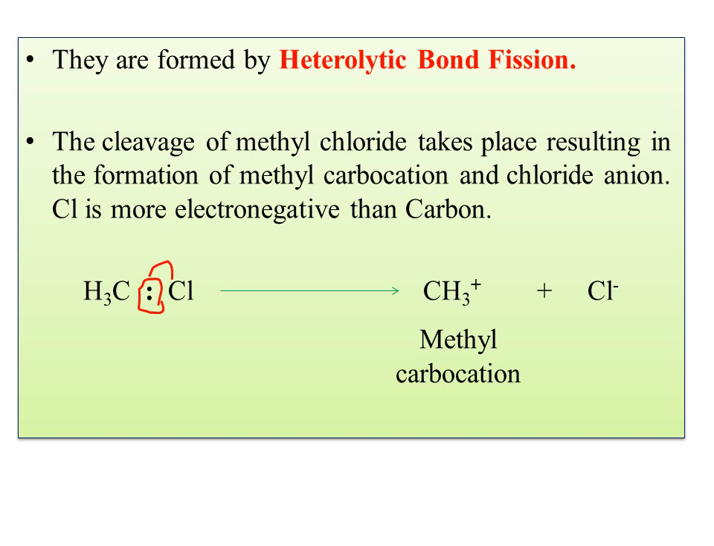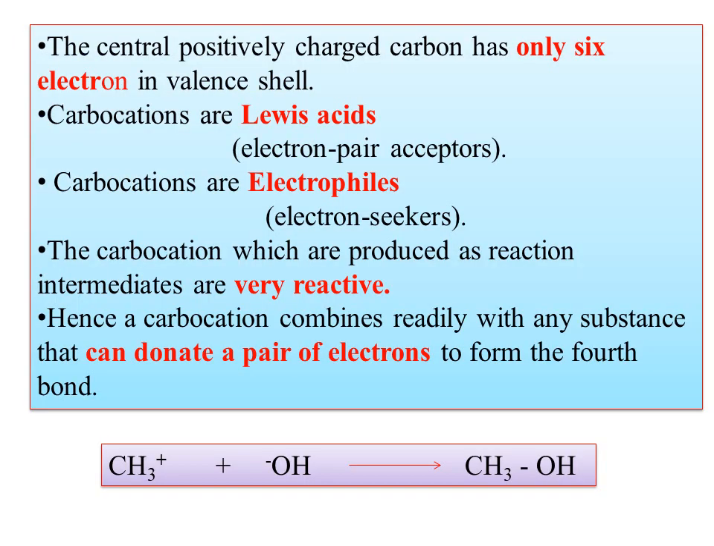Consider methyl chloride, when it cleaves heterolytically. Since chlorine is more electronegative, the chlorine is going to pull the electrons of the C-Cl bond from the carbon. Thereby it is going to carry the negative charge, and the carbon, since it has given away its electron, is going to carry the positive charge. Such an intermediate we call a carbocation. Since it's a methyl, this is called a methyl carbocation.